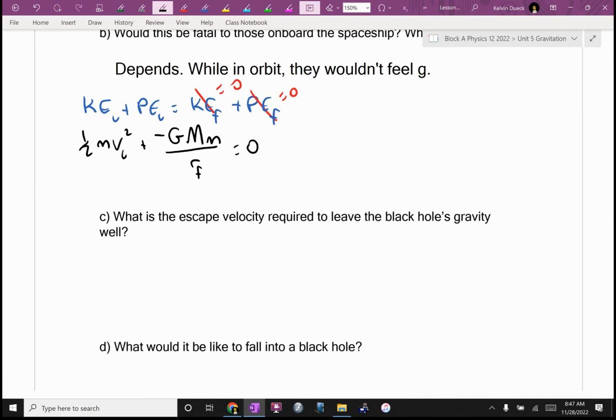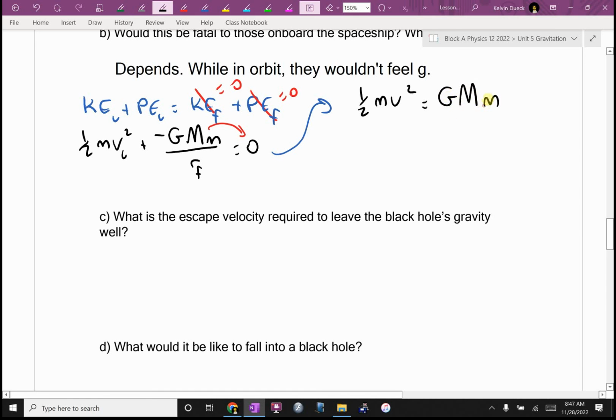We then plussed this over to the other side, and that gave us a half little m v squared equals positive big G, big M, little m over R. And I wrote R final. I should have written R initial. Sorry, folks. R initial.